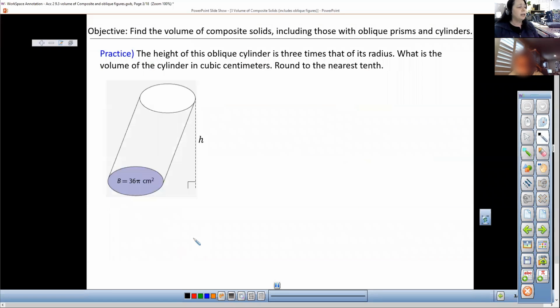All right, so here is a practice problem. You should have this practice problem in your notes. I want you to take some time and work through this problem, and then we will take a look at the results.